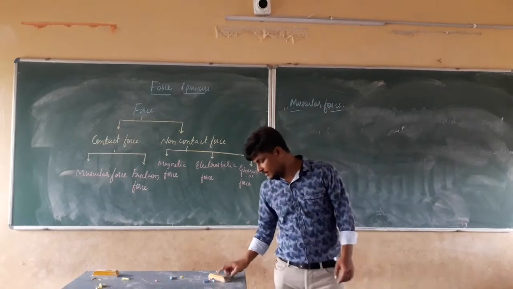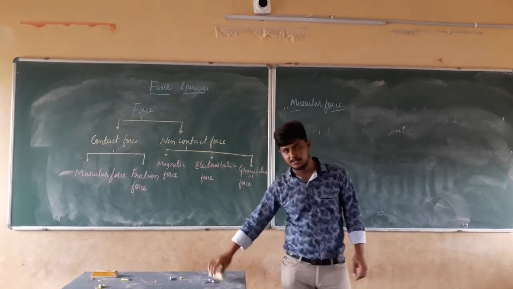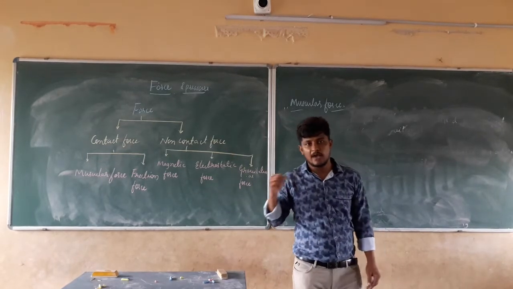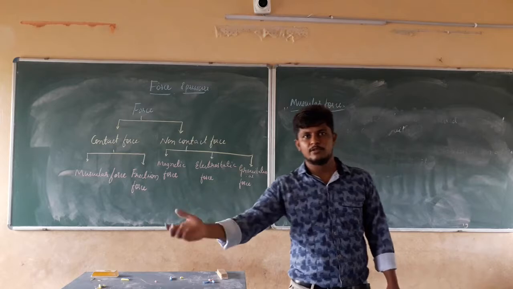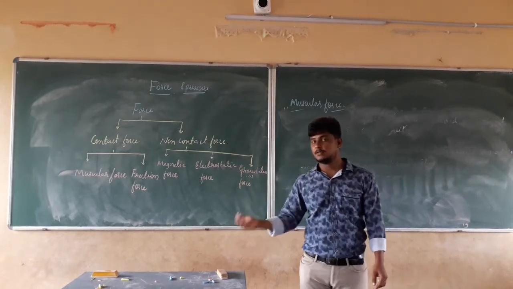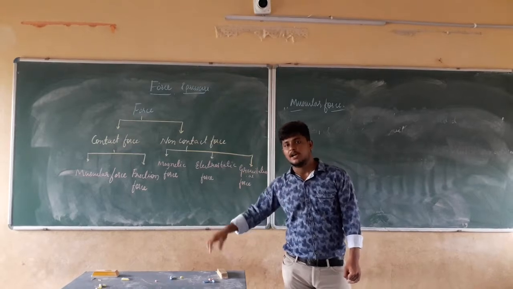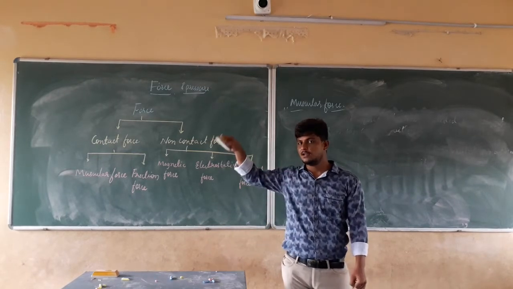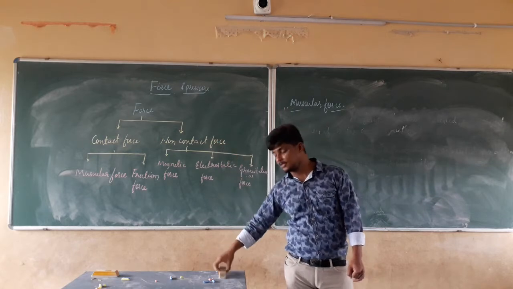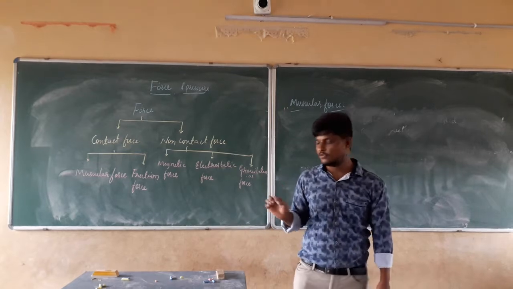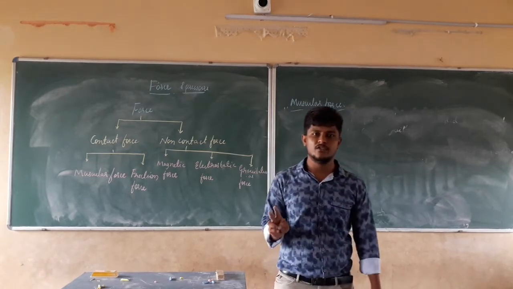I have to lift this duster. You can see this duster. I have the muscles. I have muscular force. Now I have to lift this duster with the muscular force. What should I do? I should hold it. That means I should come into contact with that duster. Then only is it possible to lift the duster from the table. That means muscular force is an example of a contact force.